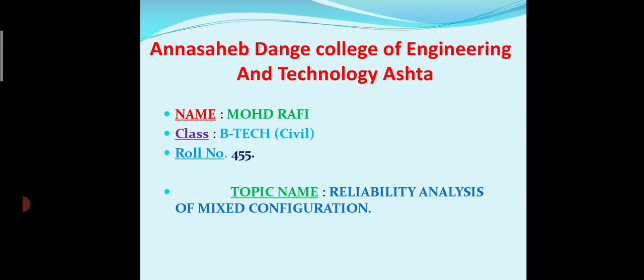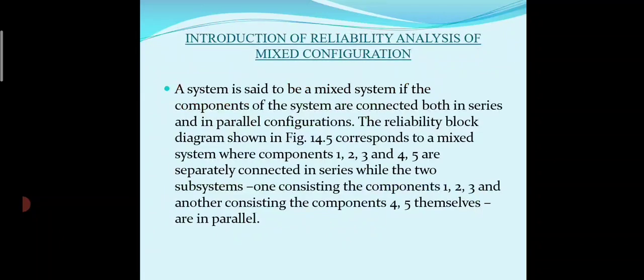Now I will discuss reliability analysis of mixed configuration. This is the introduction. A system is said to be a mixed system if the components of the system are connected both in series and in parallel configuration. The reliability block diagram shown in figure 14.5 corresponds to a mixed system where components 1, 2, 3 and 4, 5 are separately connected in series, while the two subsystems, one consisting of components 1, 2, 3 and another consisting of components 4, 5, are themselves in parallel.